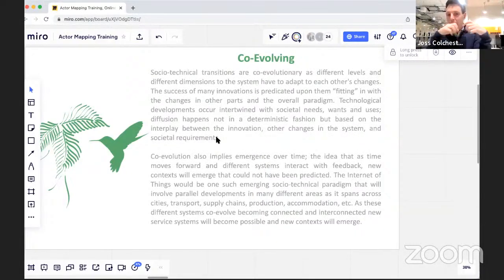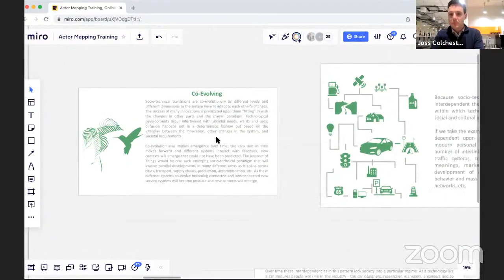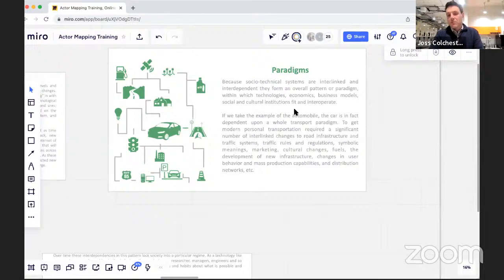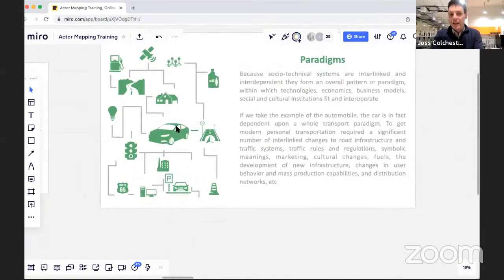For example, if we think about electric vehicles, right? Once the electric car is introduced, then there's a possibility of putting in a lot of fueling stations, charging stations. Those things will have to co-evolve together, right? That's the idea of co-evolution. And it creates this idea of a paradigm, right? It's not just a system, it's not just one thing.